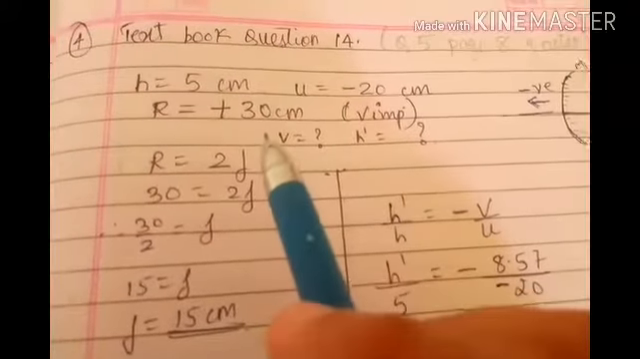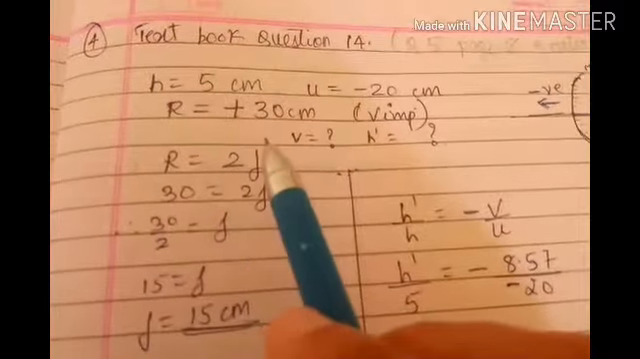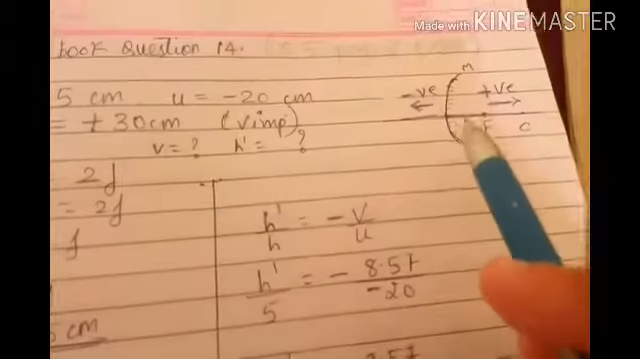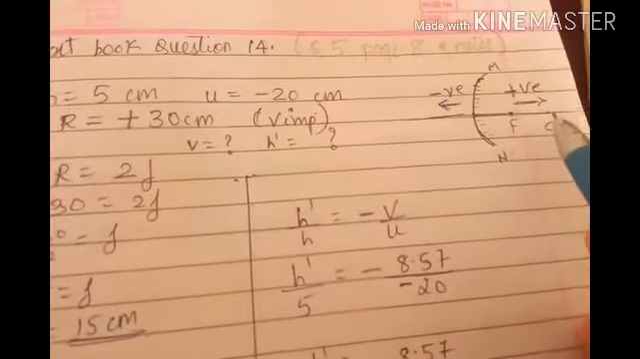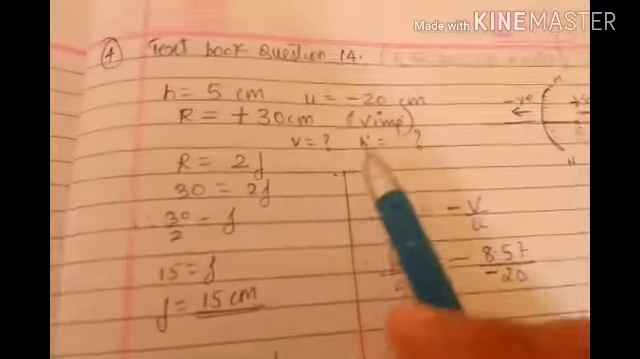All these concepts are very important, which I have explained in all these 4 videos, or 4 questions. So r would have been minus 30 for a concave mirror. It is plus 30 because the center of curvature is on this side. Radius of curvature is on this side, the positive side. This is the negative side.